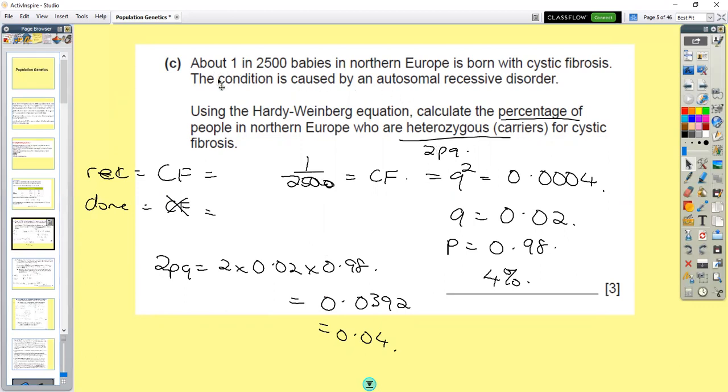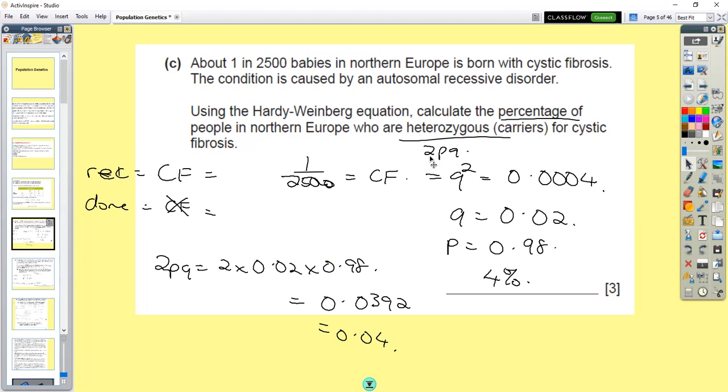So here you've got 1 in 2,500 babies is born with cystic fibrosis. Okay, so that's leading on from, and it tells you that's a recessive disorder. So that would be, for example, small c. So that's giving you Q squared. Okay, so therefore Q squared is 1 over 2,500, which equals 0.0004. And then they're asking for the percentage of people in Northern Europe who are heterozygous.